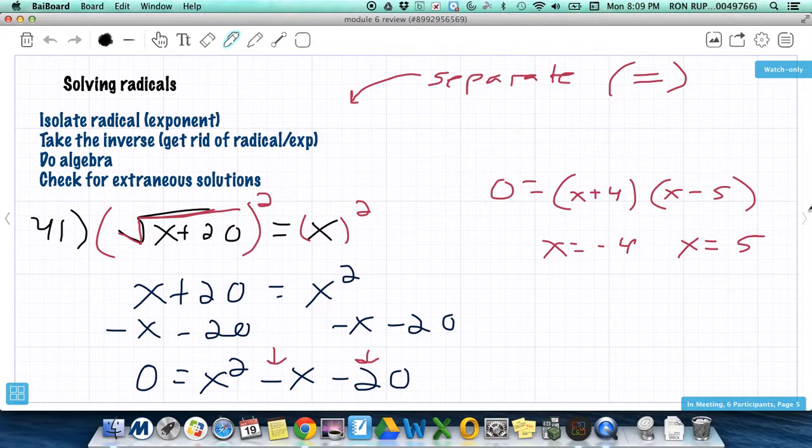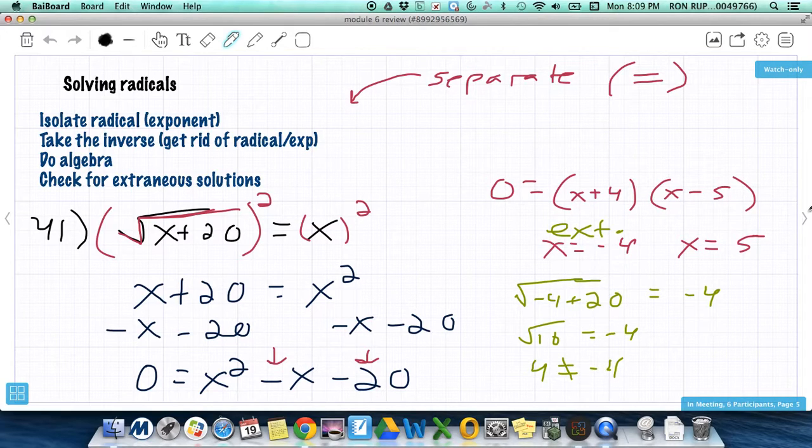Now that x equals negative 4 and x equals 5, the only step I have to do is check for extraneous solutions. If I plug negative 4 back in, I'll use green to check negative 4. The square root of negative 4 plus 20, does that equal negative 4? The square root of negative 4 plus 20 is the square root of 16. Does that equal negative 4? 4 does not equal negative 4, so it is extraneous.